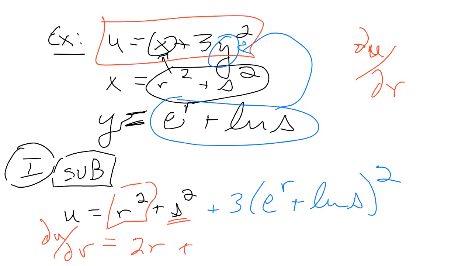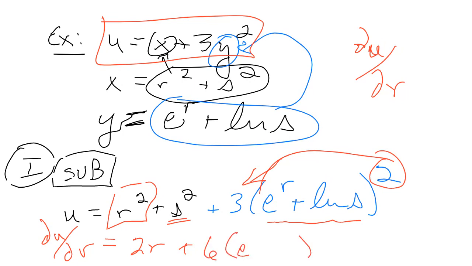And then over here, I got to use kind of the chain rule. I've got a function to a power. So I take the 2, drop it down in front by multiplication. So that'd be 6, that thing to the first power. So that thing is e to the r plus natural log of s, and then times the derivative of what's inside. Of course, the derivative of what's inside with respect to r, right? So e to the r, the derivative of that is e to the r, and the derivative of natural log of s would be 0 because that's like a constant.